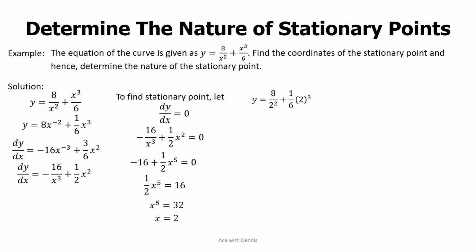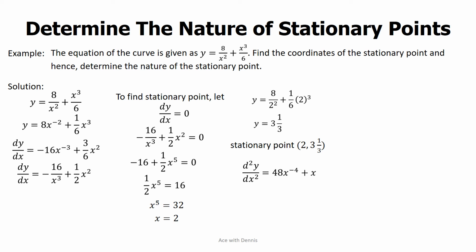Now we want to find the y coordinate of the stationary point. So we just substitute x equals 2 into the equation of the curve, which becomes y equals 8 over 2 squared plus 1 over 6 times 2 cubed. And we get y equals 3 and 1/3. So the coordinates of the stationary point are 2, 3 and 1/3.